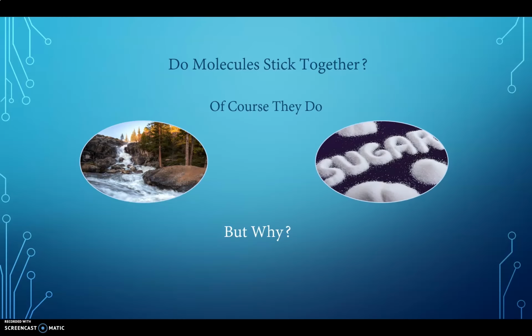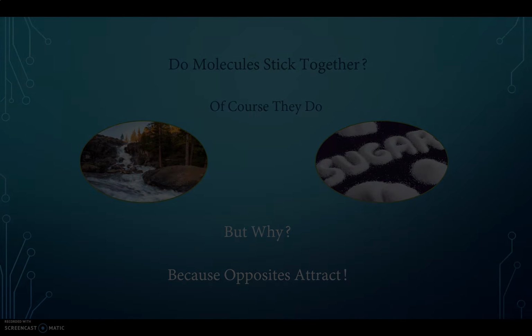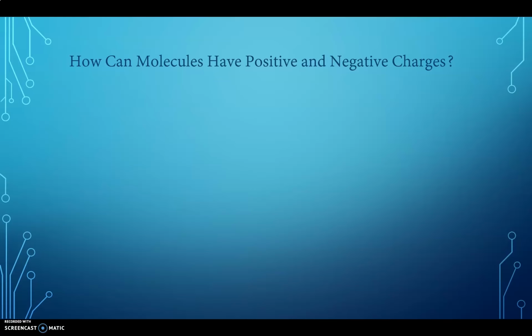But why do molecules stick together? Well, it's the same reason that ions stick together, because opposites attract. It's pretty obvious why ions attract one another. When two atoms come together and form an ionic compound, one atom ends up positive and the other negative, and so obviously the two are going to attract one another.